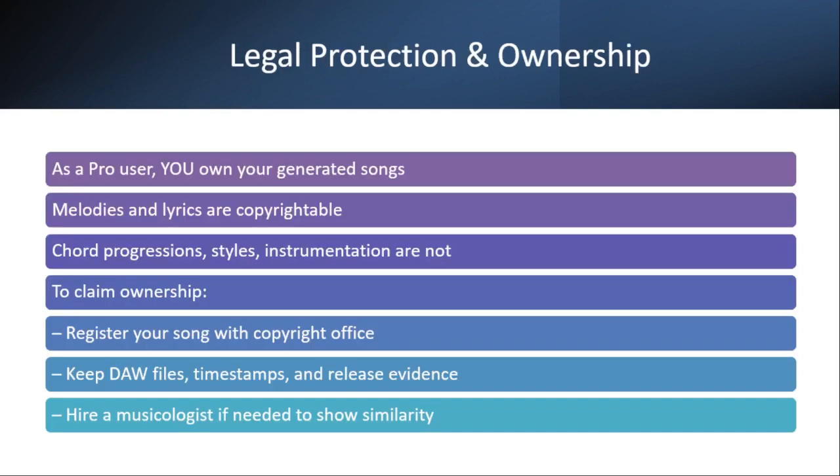So for legal protection and ownership, as a pro user, you own your generated songs. Just know that. Melodies and lyrics are copyrightable. Chord progressions, styles, instrumentation are not. To claim ownership, register your song with the Copyright Office. I have done that on songs that I believe are just an absolute marvel. Now, I have hundreds and thousands of songs, but I'm not going to do that for my hundreds and thousands of songs that I feel are not as unique. But if you have a gem and you want to register it, absolutely do that.